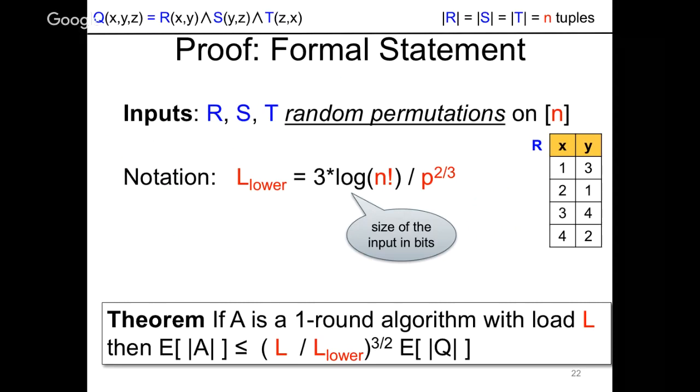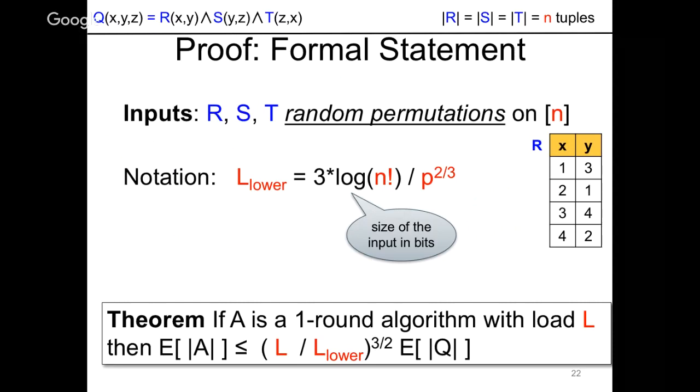We need to allow the input to range over a larger number of databases. And we are going to choose random permutations over the domain. This is the only place in the tutorial where I'm going to use the domain. The domain is of size n. And every relation R, S, and T will be a randomly chosen permutation over a domain of size n. What I show there is a relation which is a permutation over a domain of size 4. A permutation means that both columns contain all the numbers from 1 to n exactly once. That's one way to read a permutation.